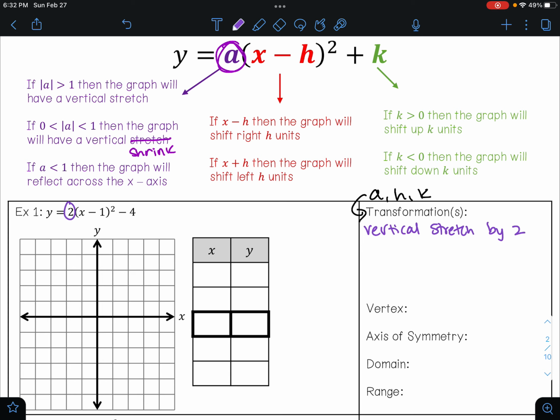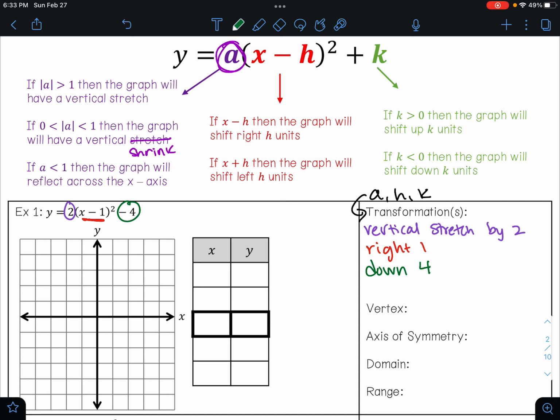Then I also have x minus 1. X minus 1 is an x minus h, so that means I'm going to go to the right 1 unit. And then I have minus 4 on the end. Minus 4 is a k value. My k value is negative, so that's going to go down 4 units. So now I have my transformations.